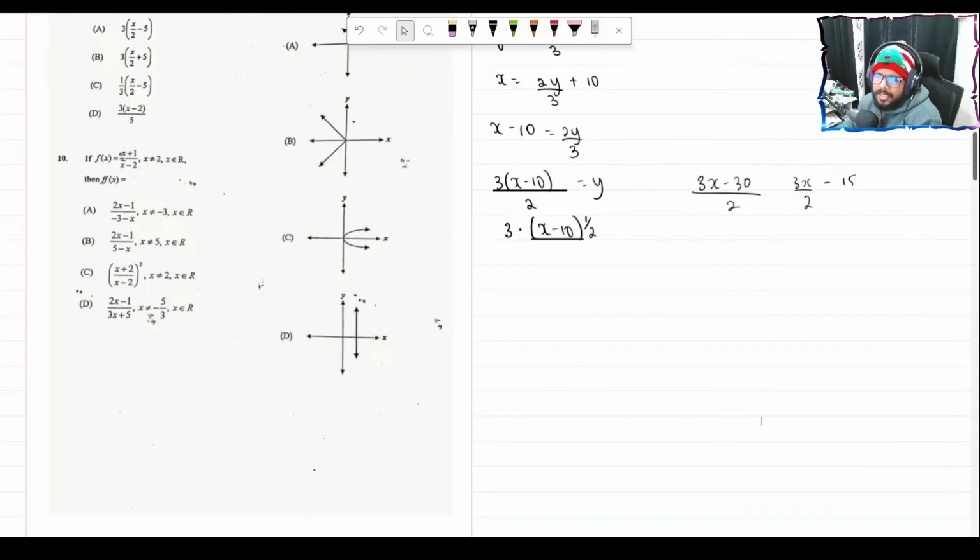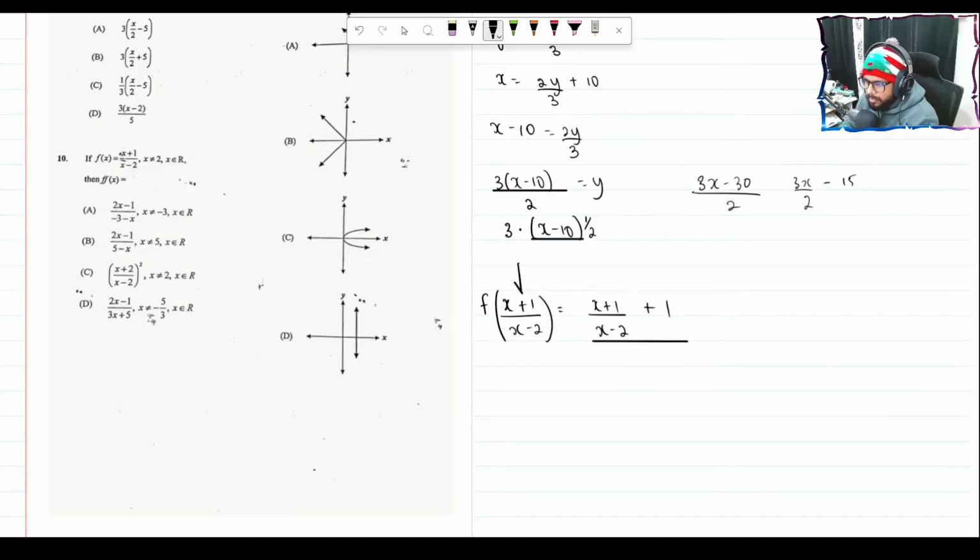F of x is x plus 1 over x minus 2, x is not equal to 2. F of f of x, so I'm plugging f of x into f of x. So f of x is x plus 1 over x minus 2, which is x plus 1 over x minus 2 plus 1. That is my numerator. This here was my x value, and I'm replacing all my x values with this over x take away 2, which is x plus 1 over x take away 2, take away 2. I go fix up my numerator.